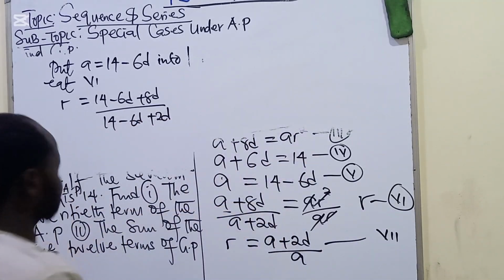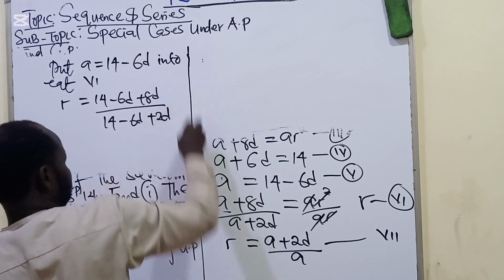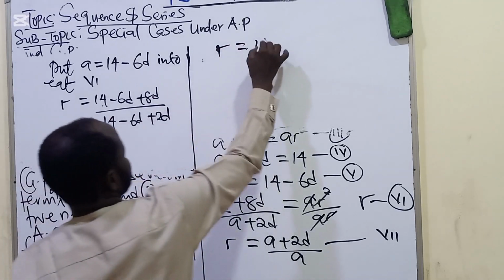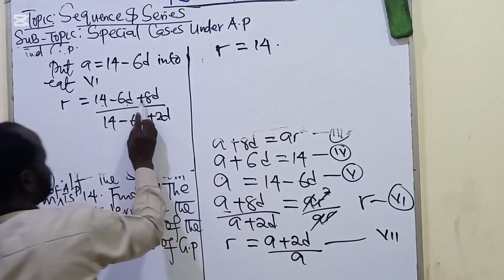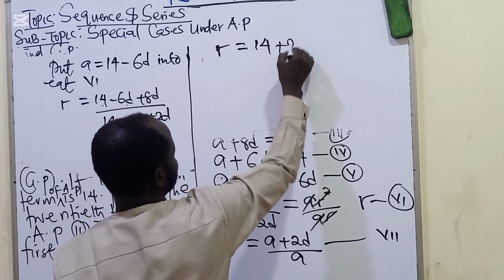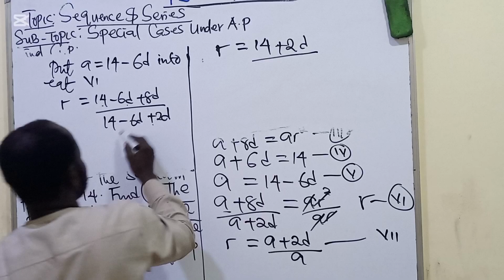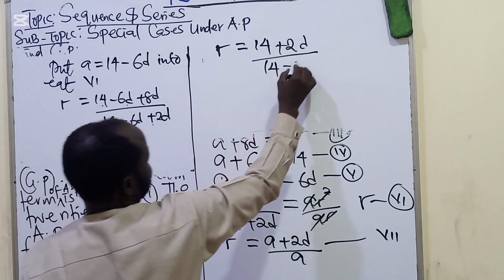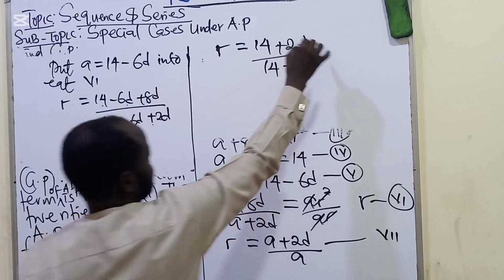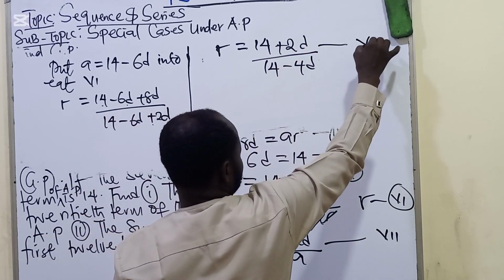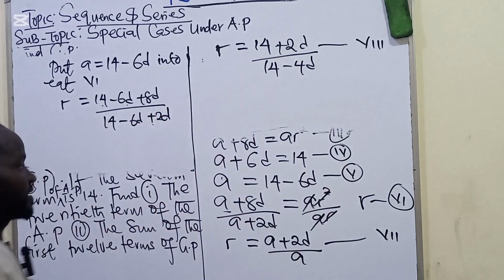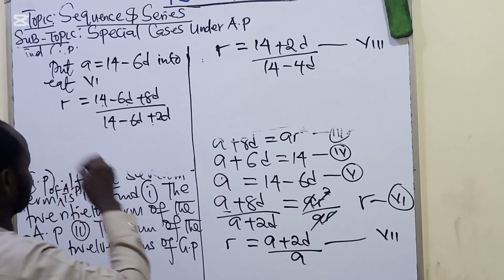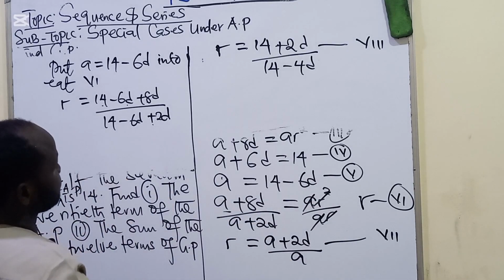So let's resolve this. From here, r now will be equals to 14 minus 6d plus 8d, that will be plus 2d, divided by 14 minus 6d plus 2d, that will be minus 4d. This will lead to equation 8. Again, let's substitute equation 5 into 7 now. Okay? Equation 5 into 7.